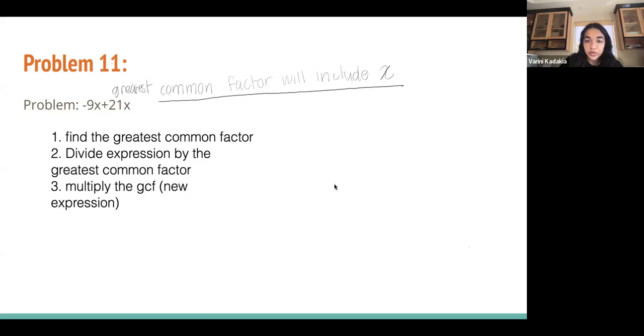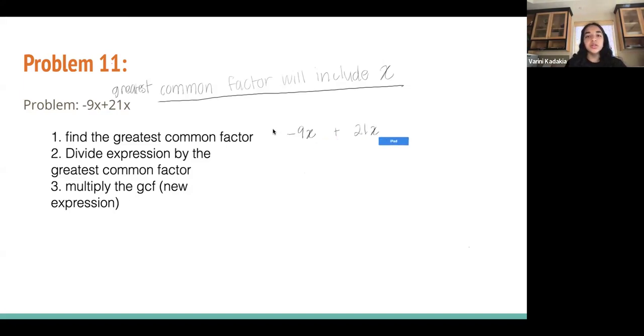Okay, I don't know if I responded to everyone, but we'll go over the answer now. I think some of you guys got how to do it. Okay. So basically, let's think about it like this. We have negative 9x plus 21x.